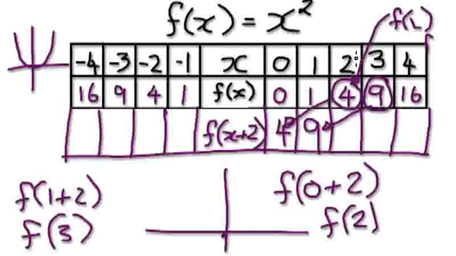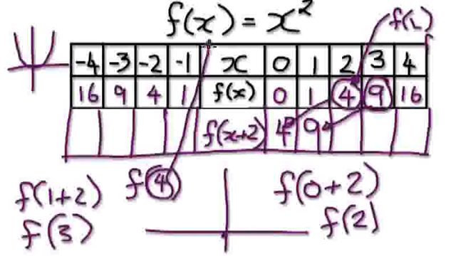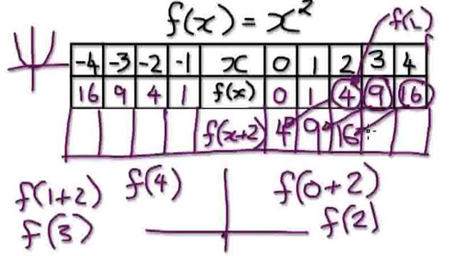Now to work out 2, we put the 2 into this x here. That's the equivalent of you working out f of 4, because 2 plus 2 is 4. When you put this into the function, it would be 4 squared, which is 16. You see, this is like this here.